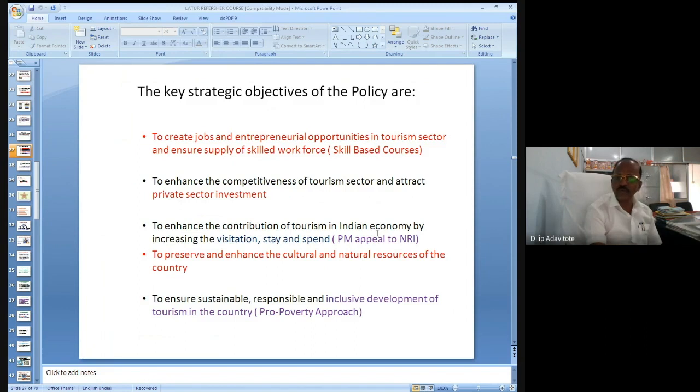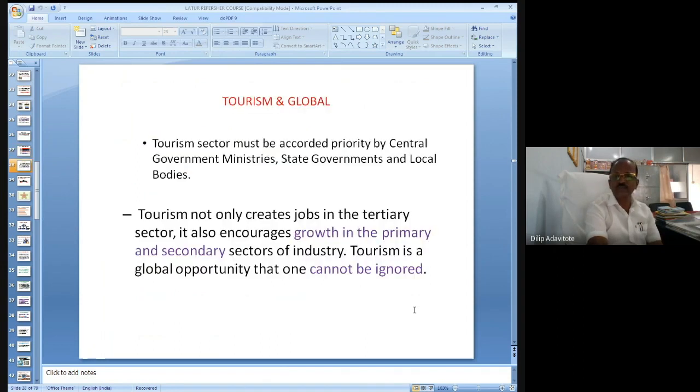You have to send 5 foreign personalities or 5 foreign citizens to our country to see India, and we are making India a top 5 destination. We have to make cultural responses, preservation, and enhance the resources of our country. Then we assure inclusive development of tourism in the country side by side also. And I just now mentioned the pro-poverty approach. These are the strategic objectives of the policy just now announced by our tourism ministry.